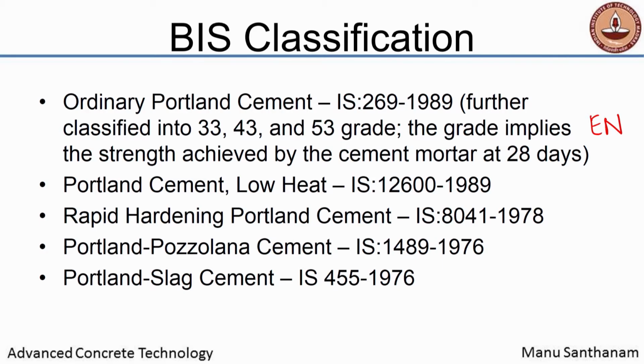Euro norms has a slightly different way of determining the cement strength. Okay. In IS codes, the cement strength is determined from a cement mortar which is prepared with a certain water to cement ratio, and this water to cement ratio is determined from what? From the normal consistency of the cement, right? From the normal consistency. So, what happens now is two cements which are both trying to classify themselves as 53 grade may actually end up having different normal consistencies, right?